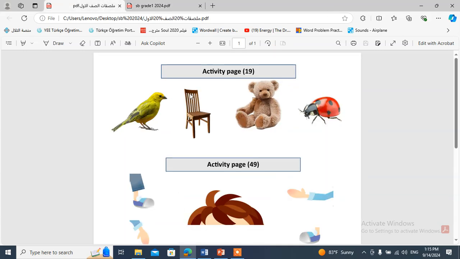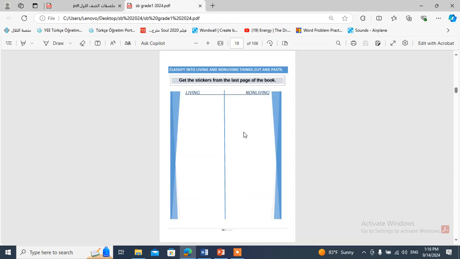Let's see. The bird and the ladybug are living things. The chair and the toy are non-living things. So you're going to stick them in here, in this column.